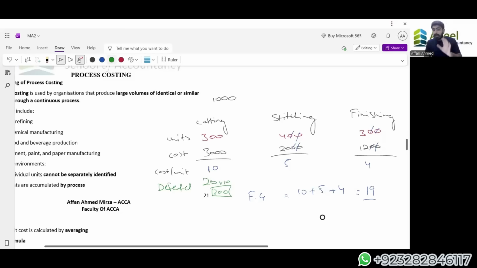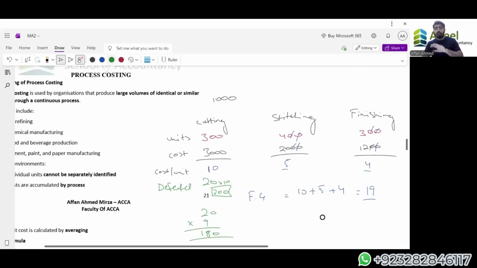Now, the idea here is that if we are able to detect them in process 1 of cutting, then we will not further let them go towards processing. So additionally, the cost of 5 per unit and 4 per unit will be saved here. That means in terms of the total cost saved, 20 units into 9 makes it 180 rupees. So we are saving 180 additional rupees that could have been wasted if we would not have identified the defective units in the cutting stage.